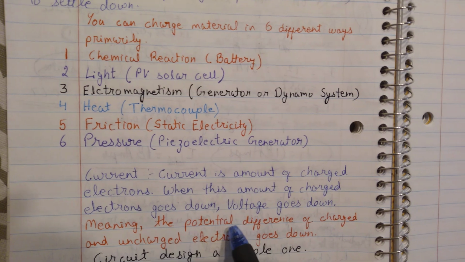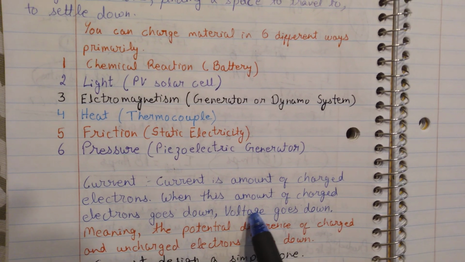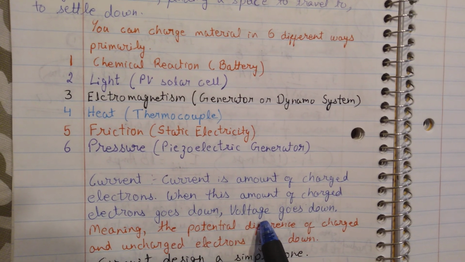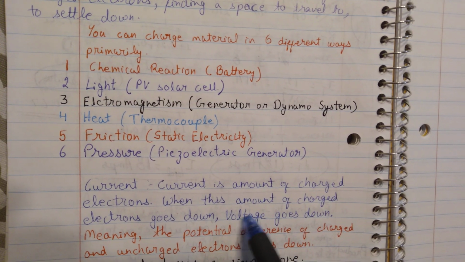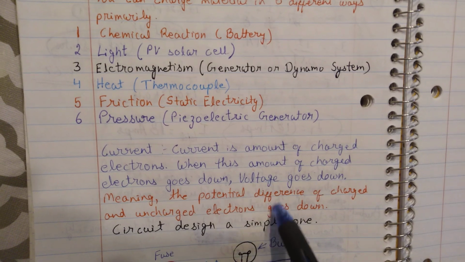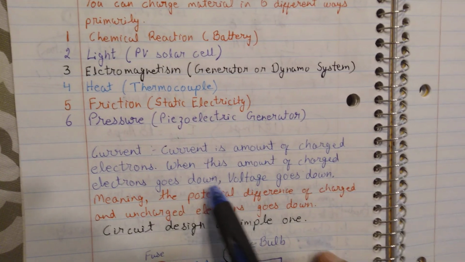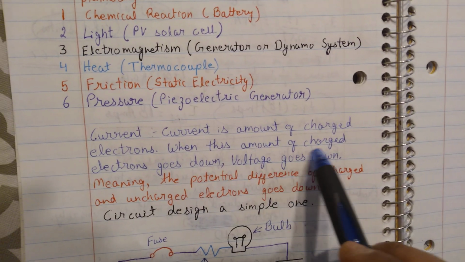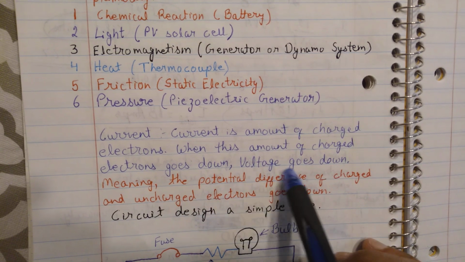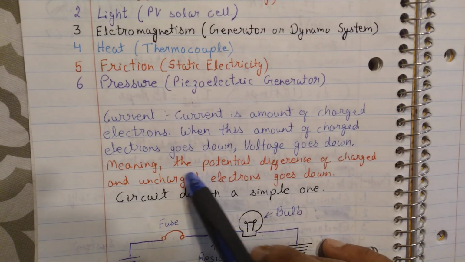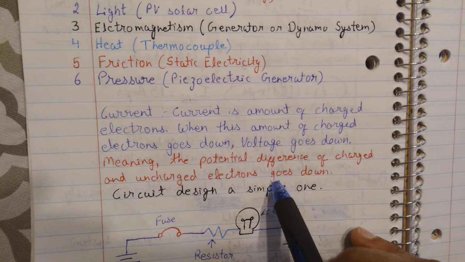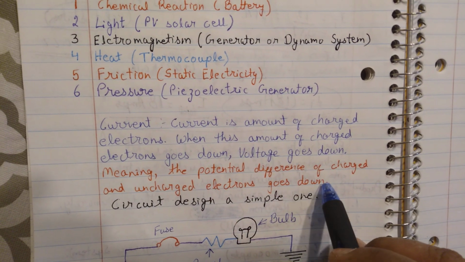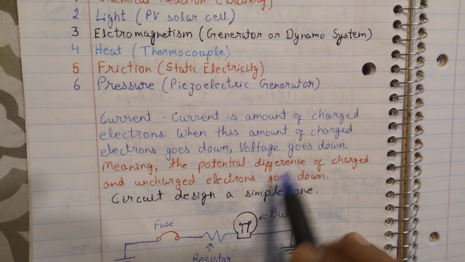So when the electrons travel through the battery and go out of the battery, the voltage starts going down. So this is what happens: when the amount of charged electrons goes down, voltage goes down, meaning the potential difference of charged and uncharged electrons goes down. This is the difference.